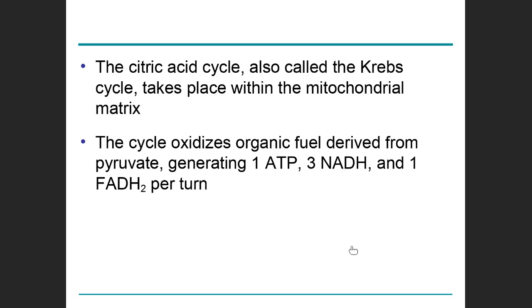So for each molecule of pyruvate, 1 molecule of ATP will be produced, 3 molecules of NADH, and 1 molecule of FADH2. So that's for each pyruvate. Remember, there are 2 pyruvates, which make 2 acetyl coenzyme A's. And so the overall Krebs cycle will yield 2 molecules of ATP, 6 molecules of NADH, and 2 molecules of FADH2.